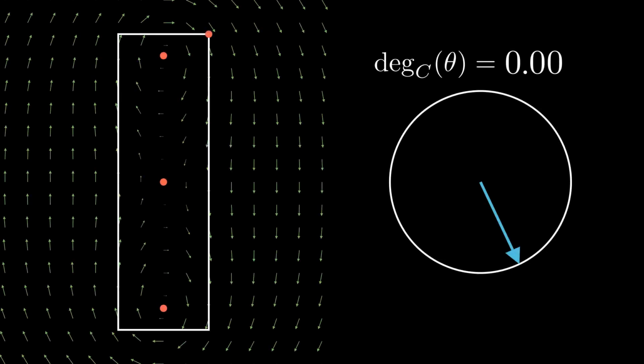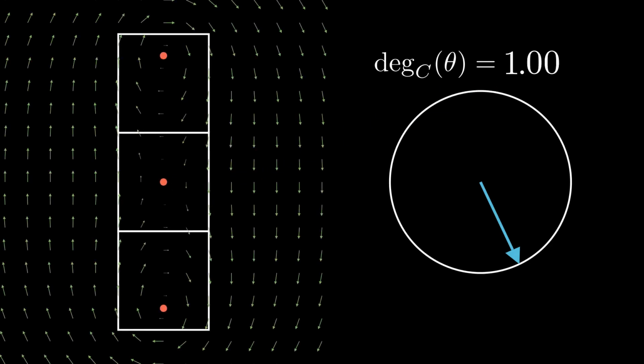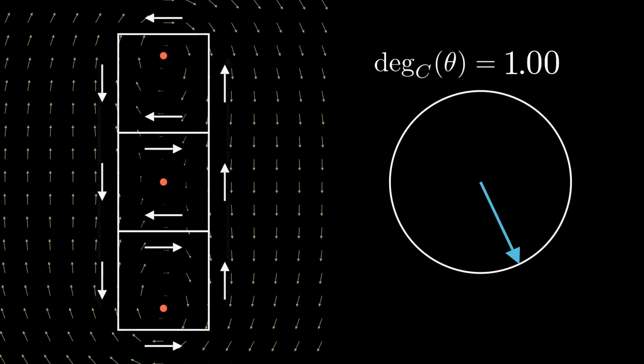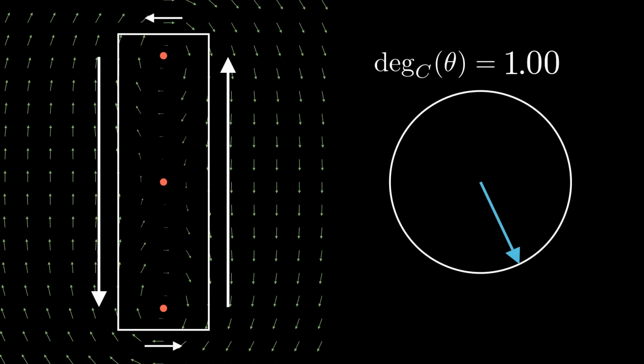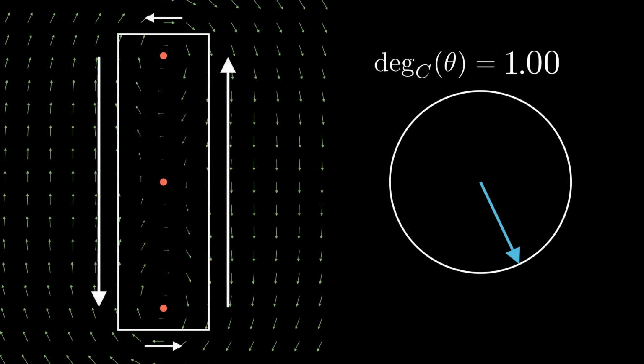Let's draw a box around several nulls. What we find is that the degree over this path is equal to the sum of the indices of the nulls. We can understand how this works by dividing the path into smaller boxes that each contain one null. Going around each of these boxes in succession is equivalent to going around the whole original path once, since both of the internal lines are covered twice in opposite directions, canceling out.